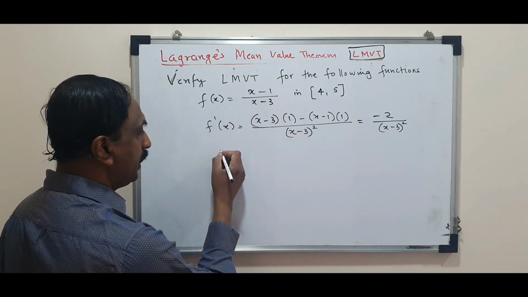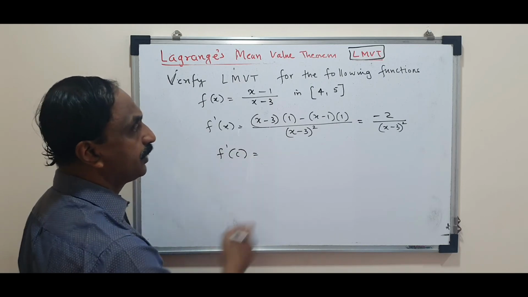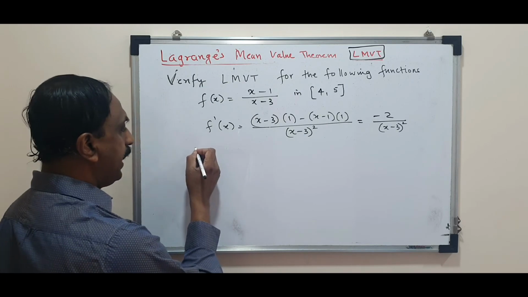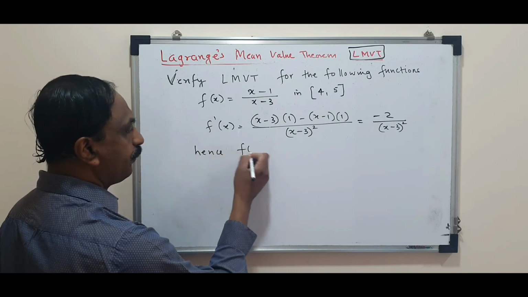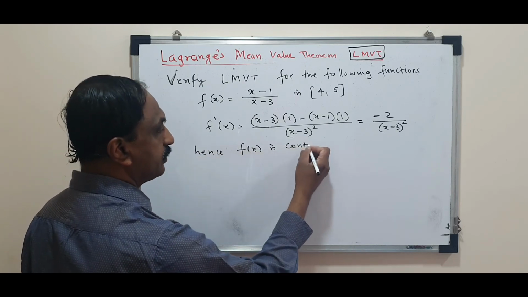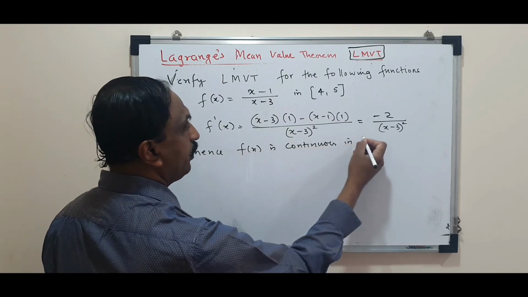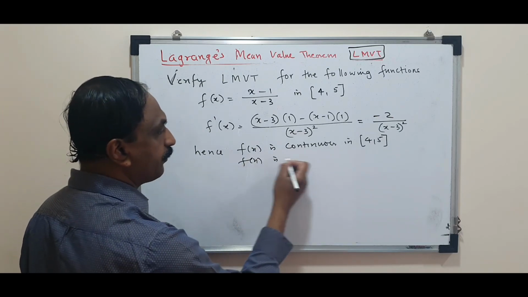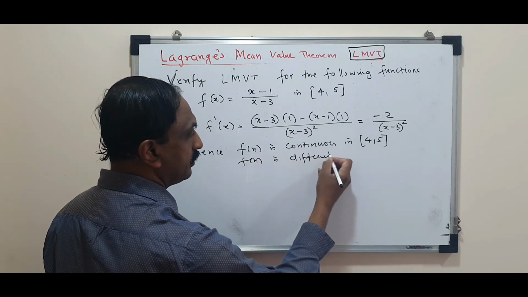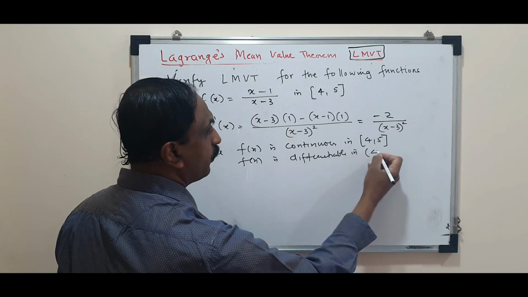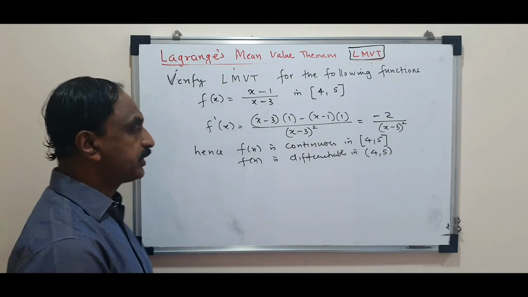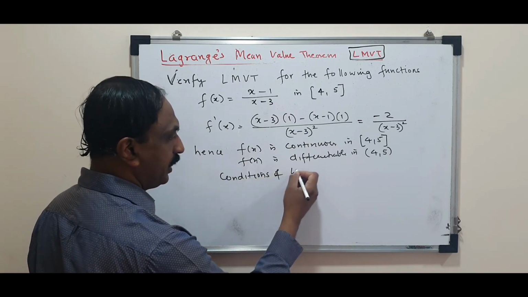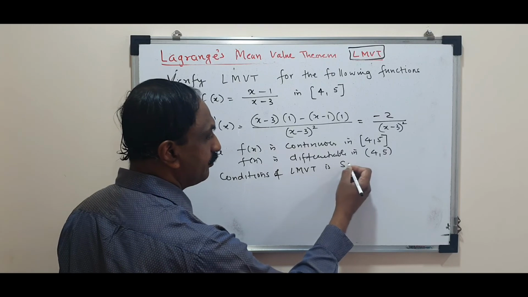So I am going to say f dash of c should be equal to f of b. One before that, I'll write two sentences. Hence, f of x is continuous in 4 comma 5. f of x is differentiable in open interval 4 comma 5. So two conditions, the conditions of LMVT, are satisfied.